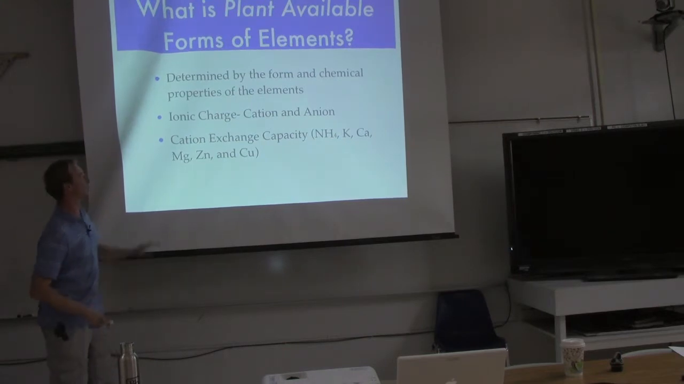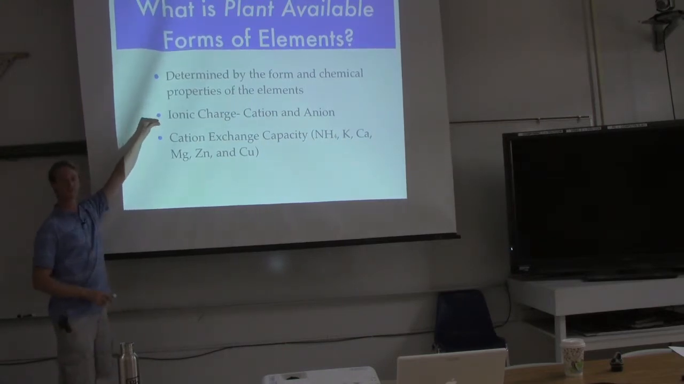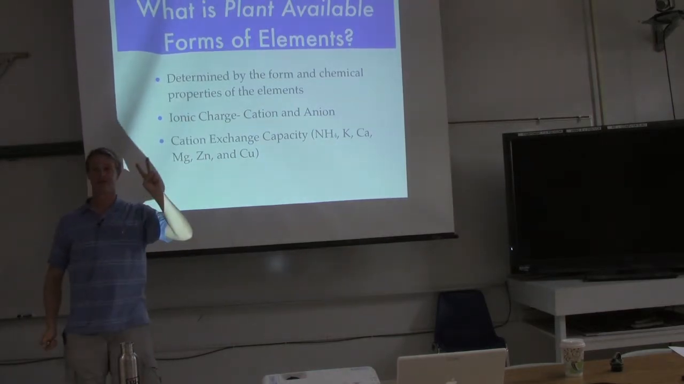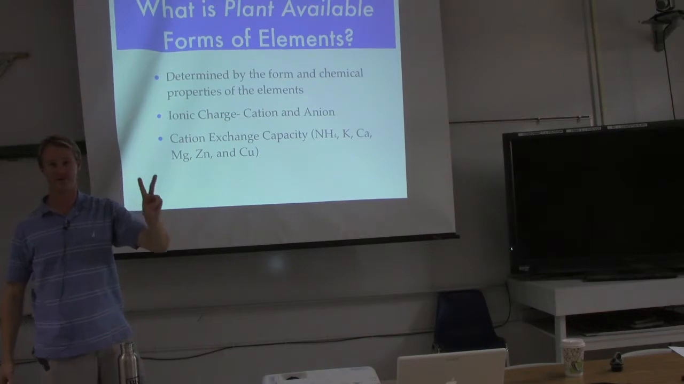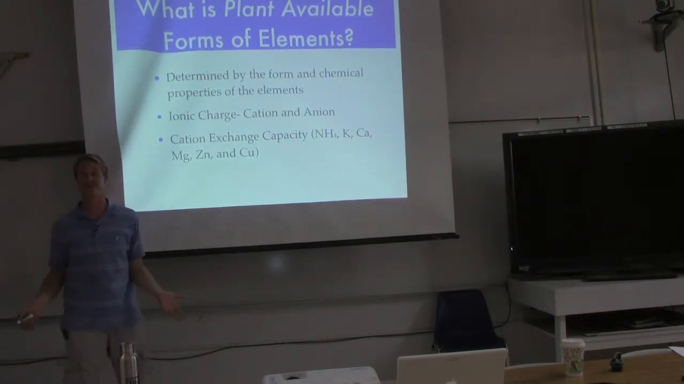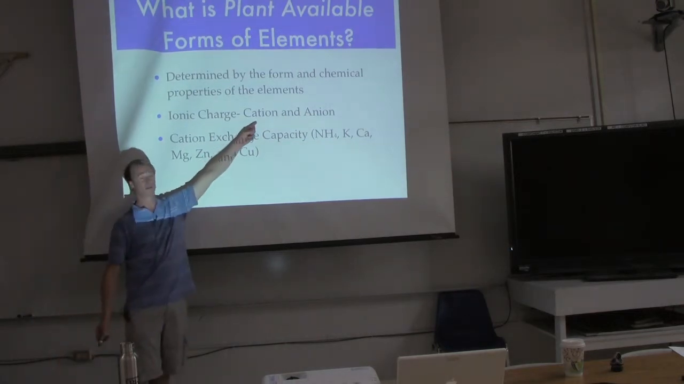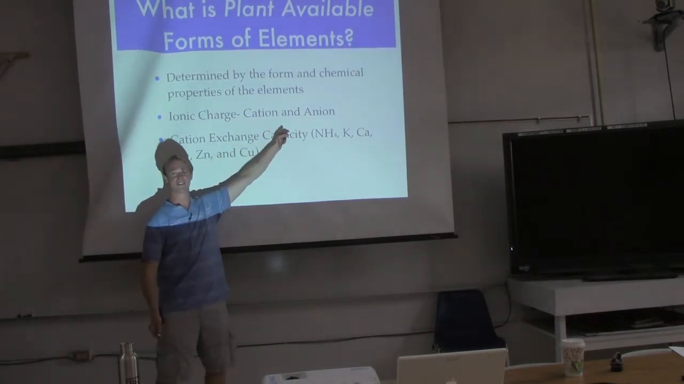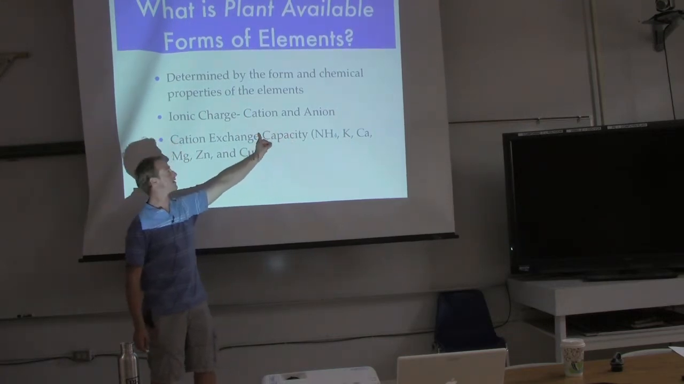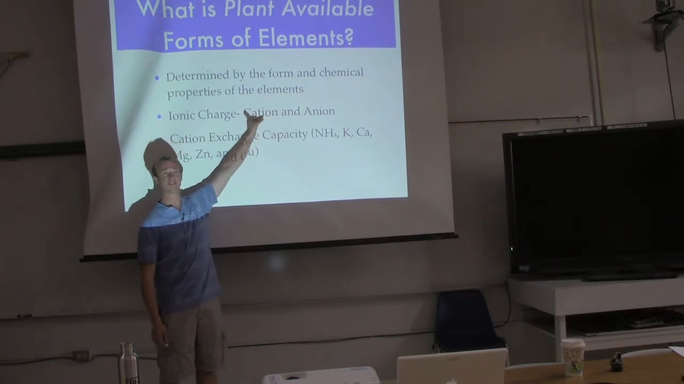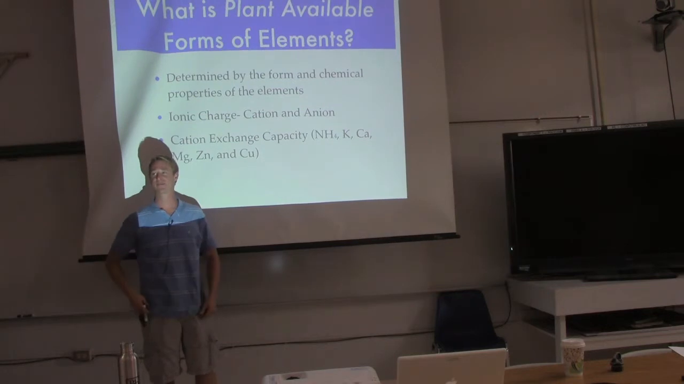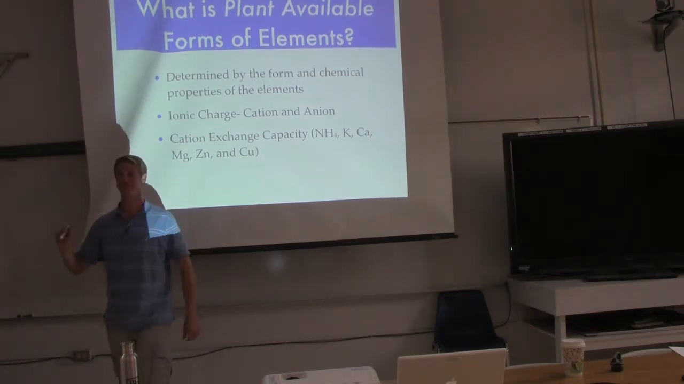Okay. Going back to ionic charge, back up here. There's two kinds of compounds. Remember I said you could either be positive or negative or neutral? Well, the positive ones are called cations, meaning positive ions. So all the ones that have a plus next to it are cations.